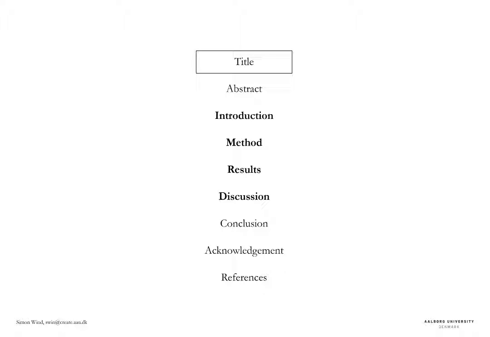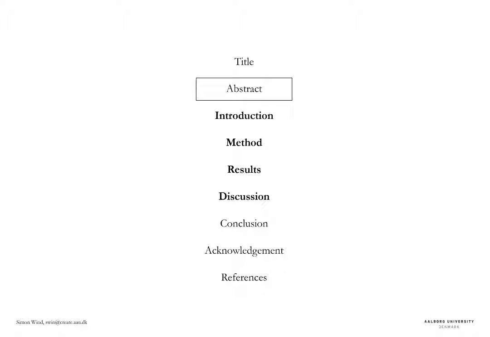So the first one is title. The title is the first thing the reader sees when deciding if she or he wants to spend time on reading it. So a good rule of thumb is to make it short, precise, and as accurate as possible.